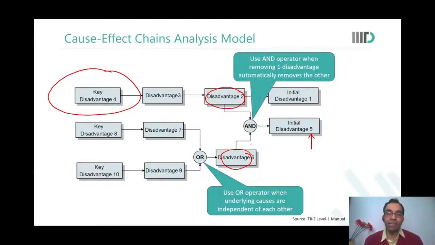And if you have to handle disadvantage 6, which key disadvantages do you need to work on? 8 and 10. Both 8 and 10. Both of them, not just one of them. Both of them have to be worked on so that disadvantage 6 is taken care of. Now, do I necessarily need to work on disadvantage 8 and 10, or can I also work on disadvantage 7 and 10? Or 7 and 9? 7 and 10 or 7 and 9 can also be worked upon.